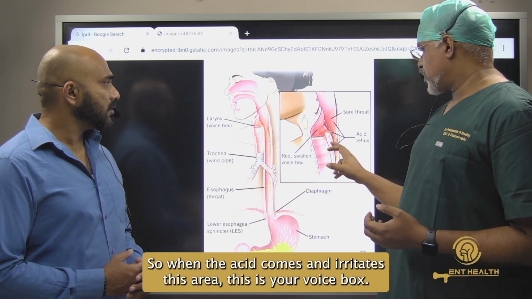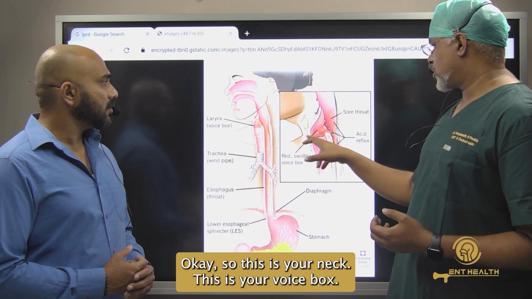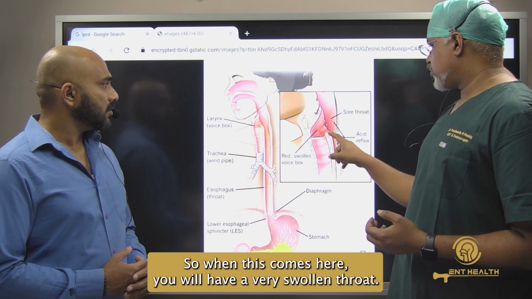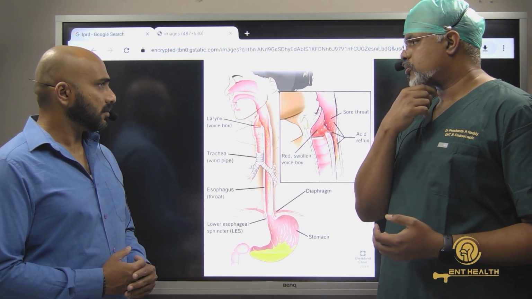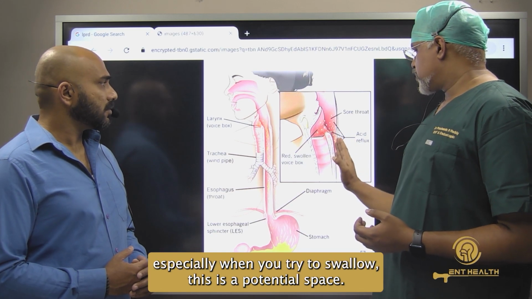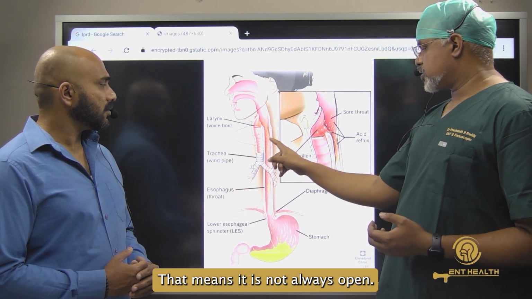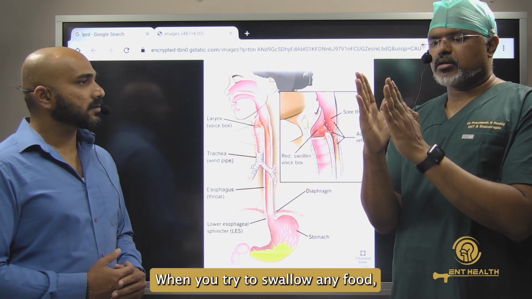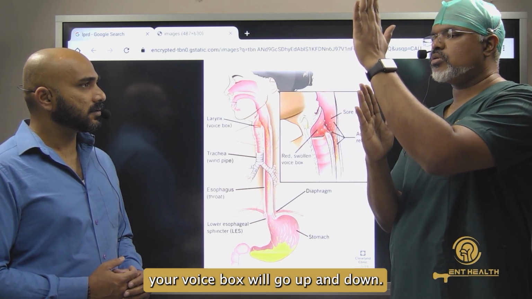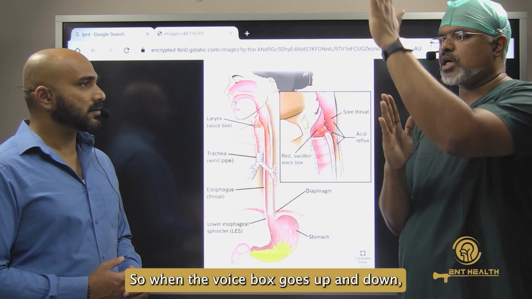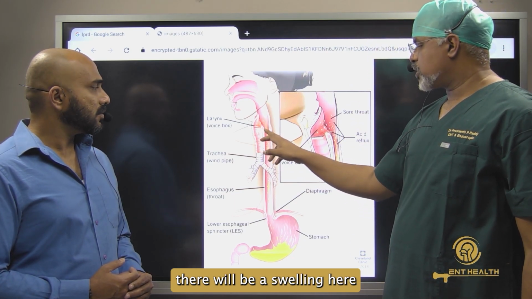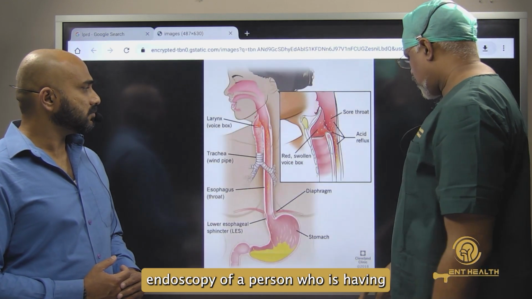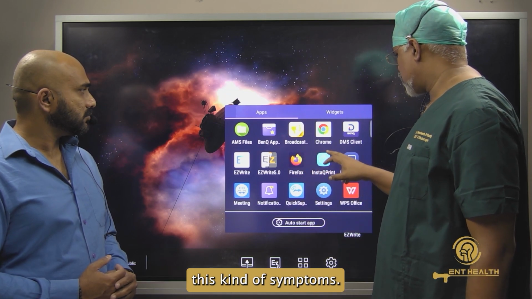So when the acid comes and irritates this area, this is your voice box. Okay, so this is your neck, this is your voice box, this is the enlarged image of here. So when this comes here, you will have a very swollen throat. When this swollen throat occurs, especially when you try to swallow, this is a potential space. That means it is not always open, it's always collapsed. Because of the collapsed nature, when you try to swallow any food, your voice box will go up and down. So when the voice box goes up and down, there will be a swelling here. Because of the swelling, I'll show you a video where I have done endoscopy of a person who's having this kind of symptoms.